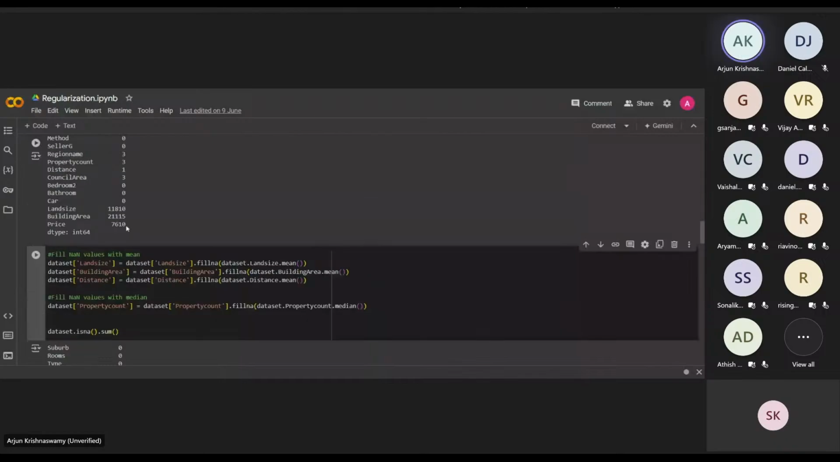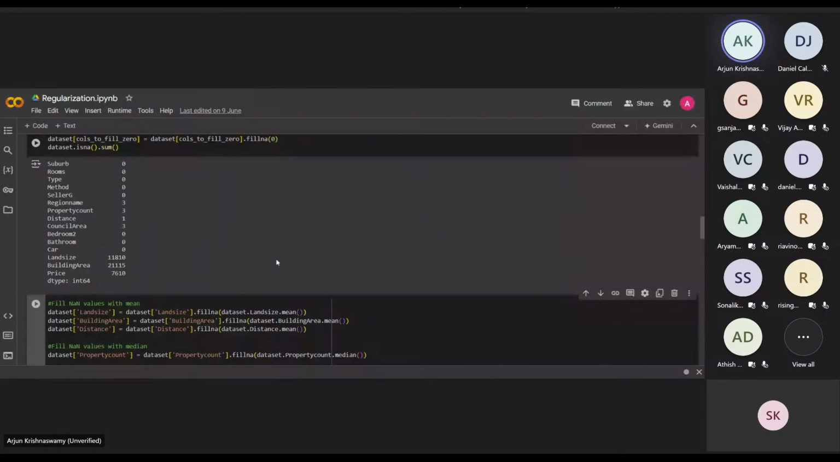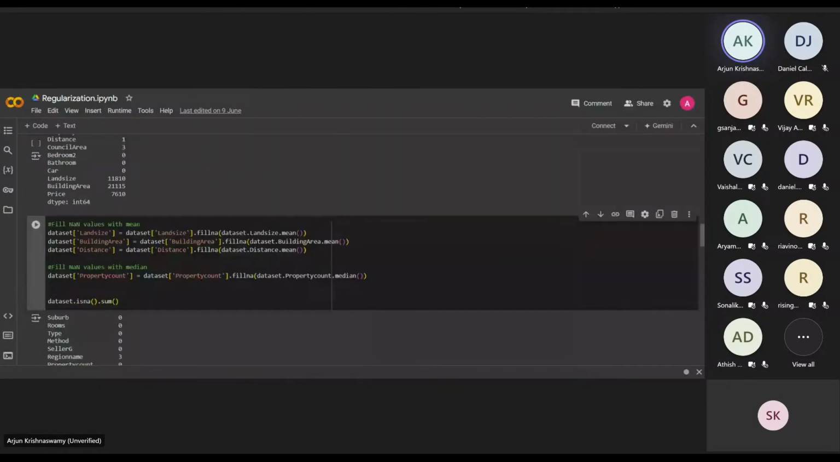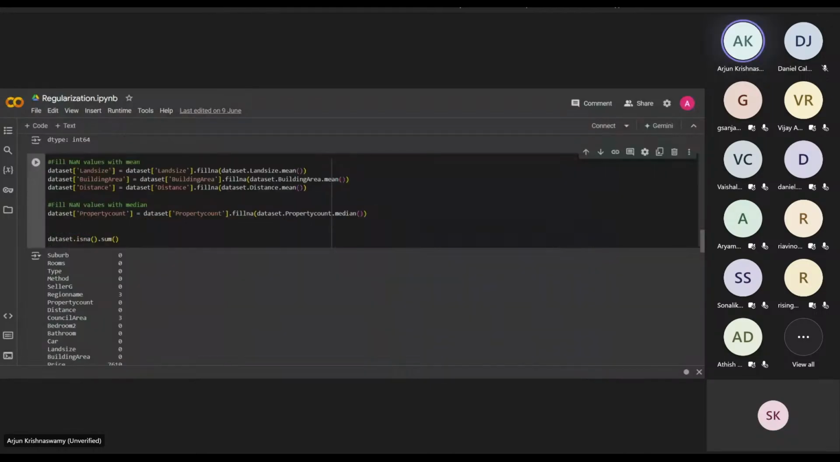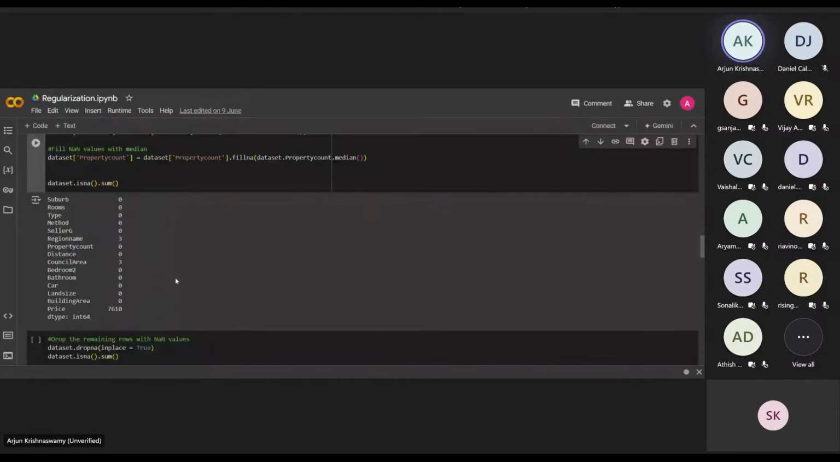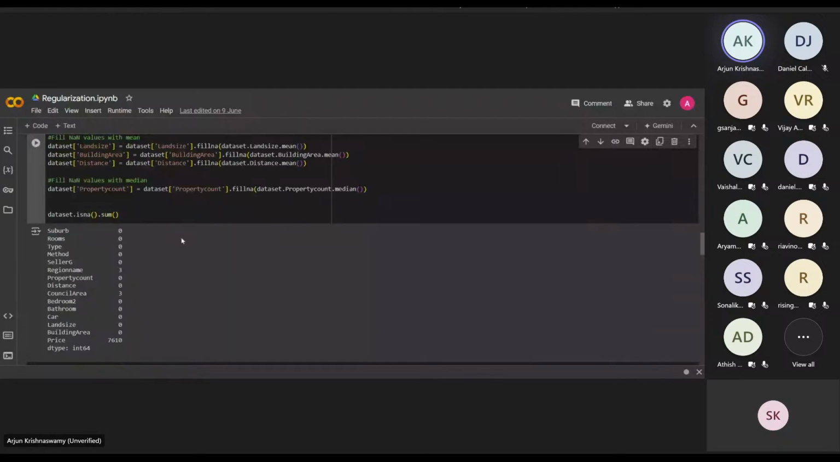We cannot fill property count with mean because property count is an integer. Sometimes this mean can lead to fractional values. We wouldn't want that. It wouldn't make sense as well. So we fill that with the median. And again, we print the remaining missing values of the changed data set.